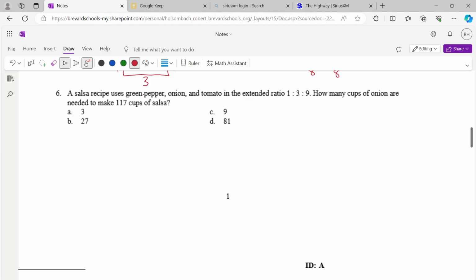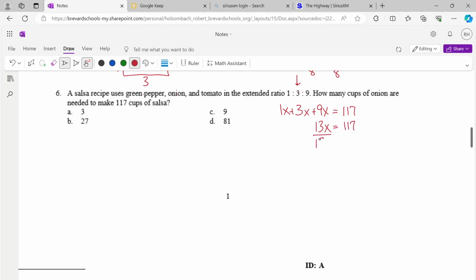Look, it goes green pepper, onion, tomato. So our onion is represented by the 3, isn't it? Green pepper is the 1 unit, onion is 3 units, tomato is 9 units. So 1x plus 3x plus 9x has to equal 117. So 13x equals 117.